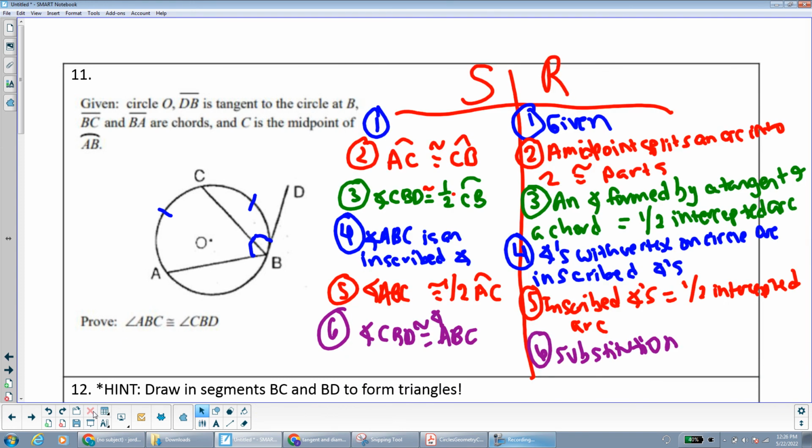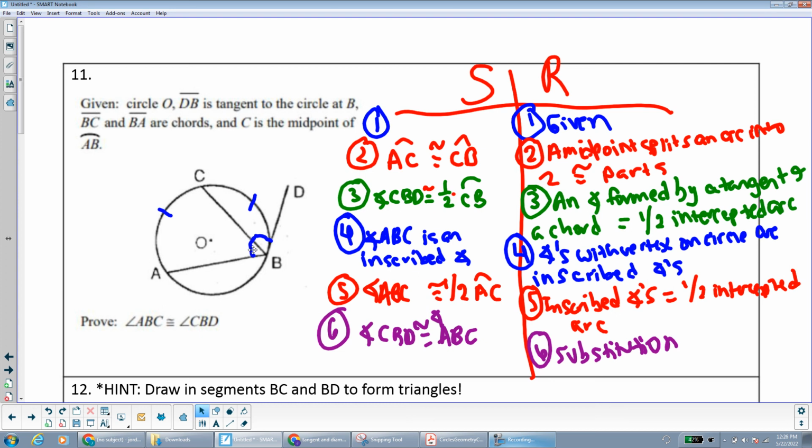So notice that all the steps on my proof are exactly the steps that we just marked in the diagram. I started off by mentioning that AC and BC, or CB, were congruent to each other because we knew that C is a midpoint and a midpoint splits an arc into two congruent parts. Then I wrote that angle CBD, this angle here, is half of its intercepted arc. And the reason for that is an angle formed by a tangent and a chord. You can also say an angle on the circle is half of its intercepted arc.